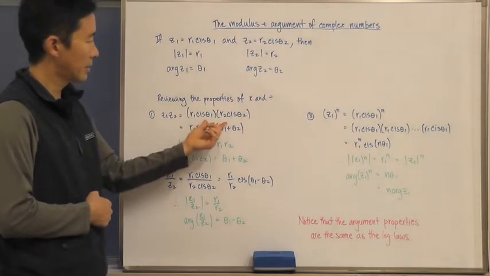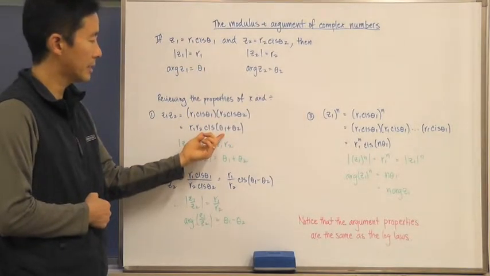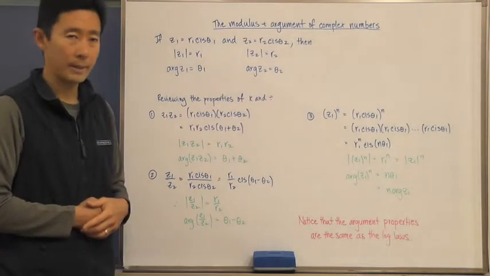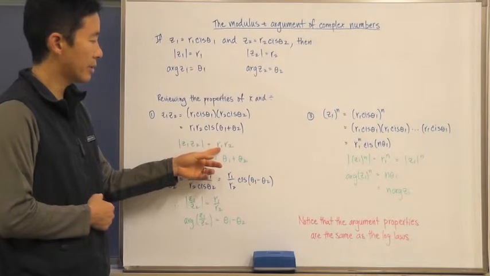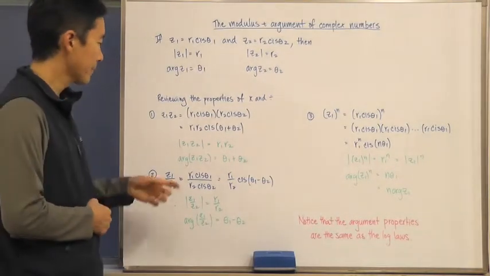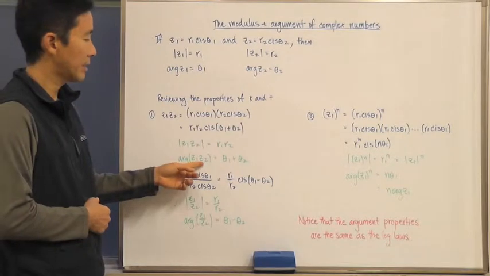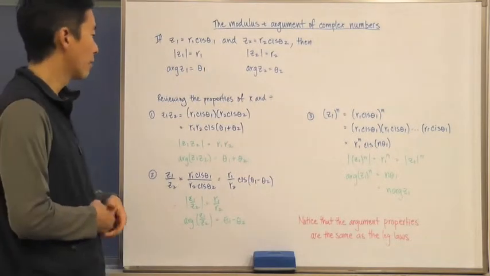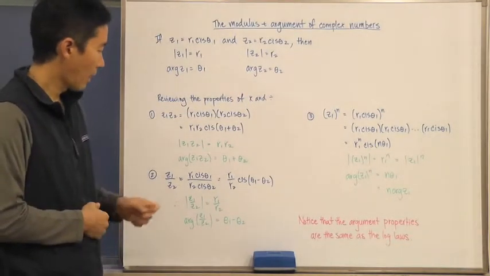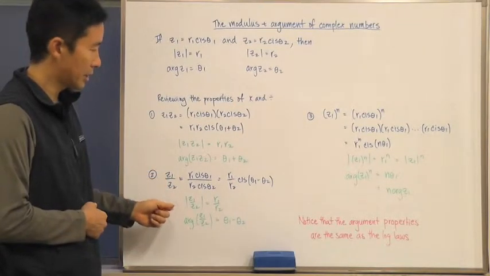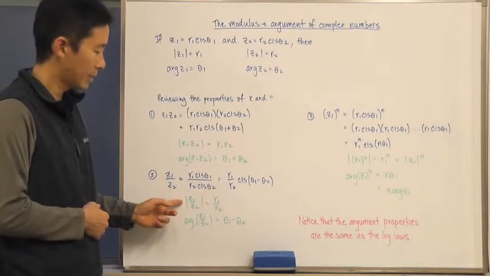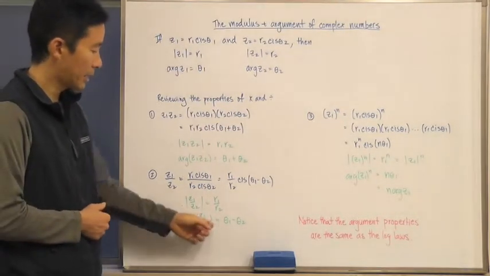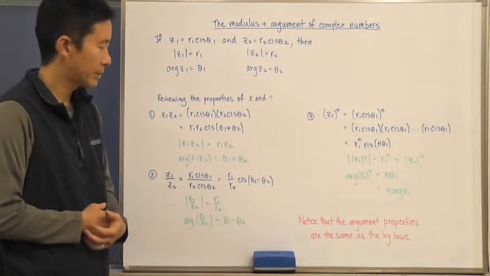So notice that if we take z sub 1 times z sub 2, which is this, we can say that the modulus of the product of these two complex numbers is simply going to be equal to r sub 1 times r sub 2, and the argument of z sub 1 times z sub 2 is simply going to be the sum of the two angles of the original two complex numbers. The quotient is very similar: the modulus of z sub 1 divided by z sub 2 is just going to be r sub 1 divided by r sub 2, and the argument is going to be theta sub 1 minus theta sub 2.